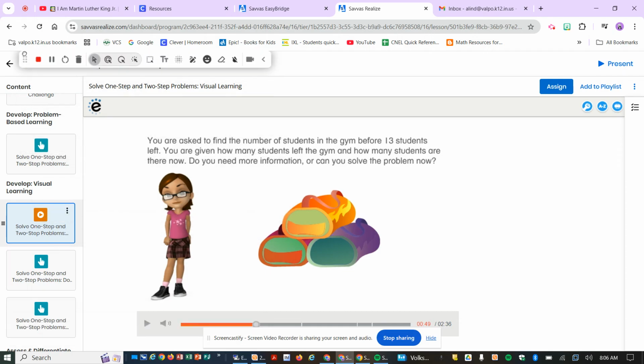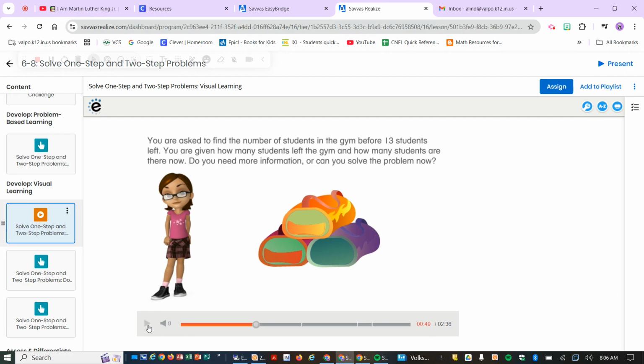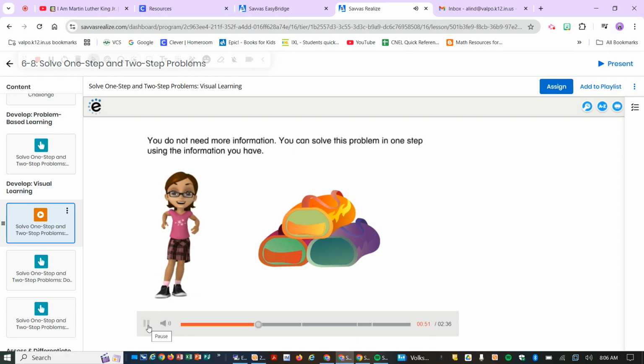Think about that answer. Do we need more information or do we have enough to just solve? You do not need more information. You can solve this problem in one step using the information you have.